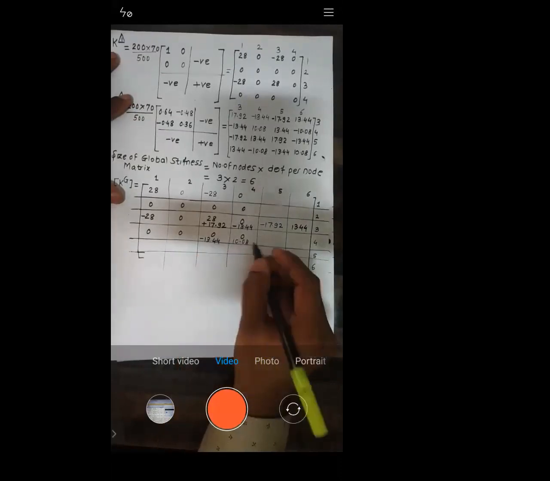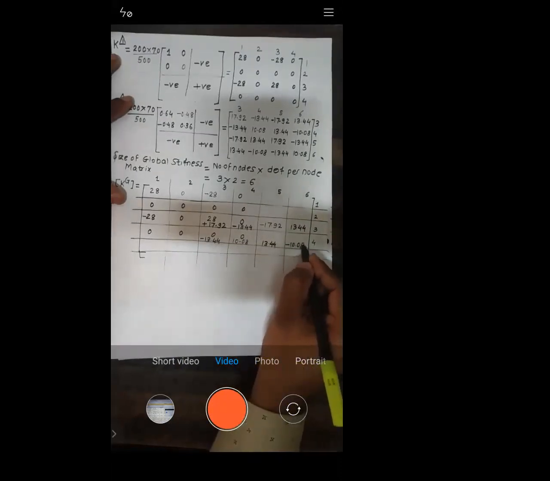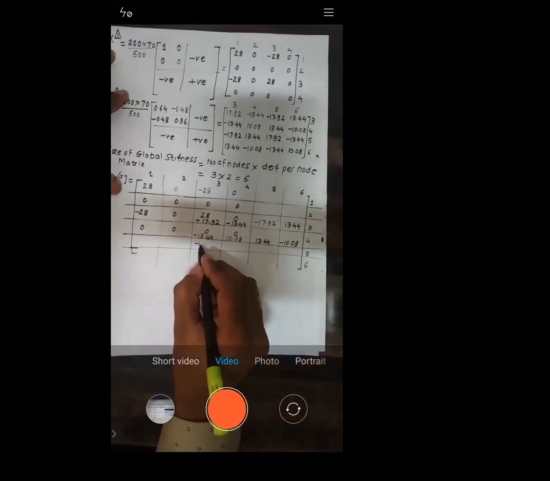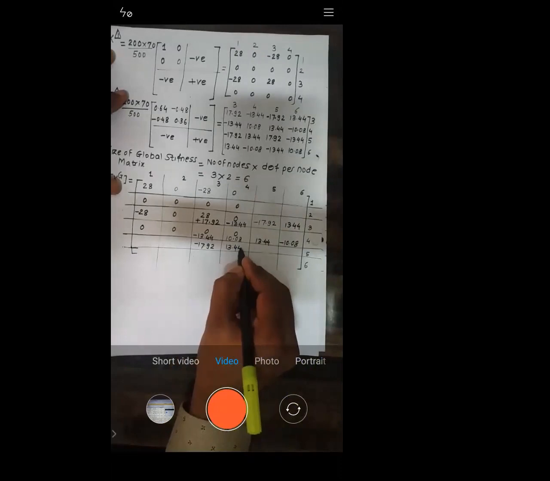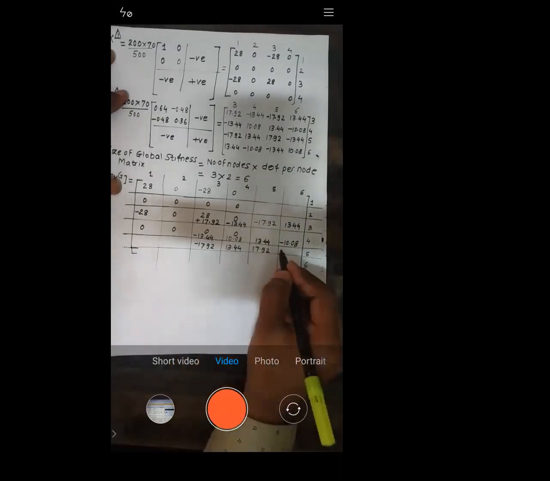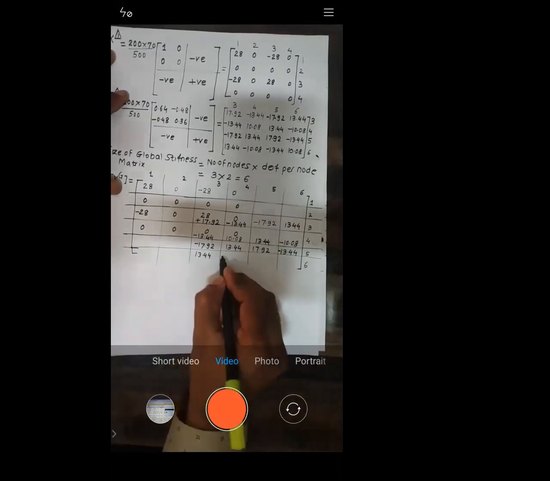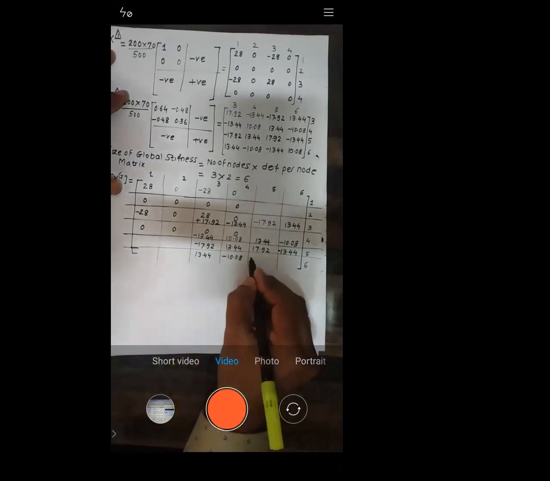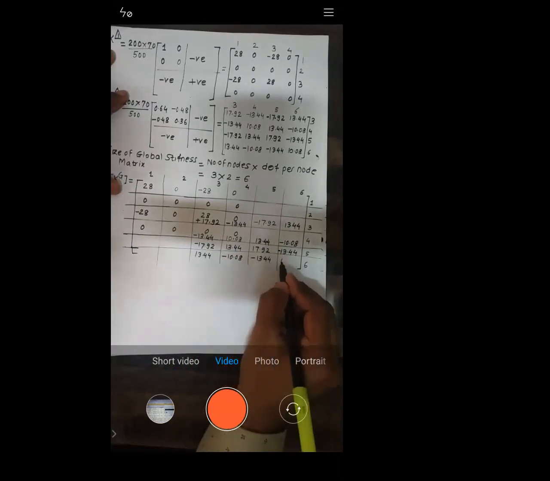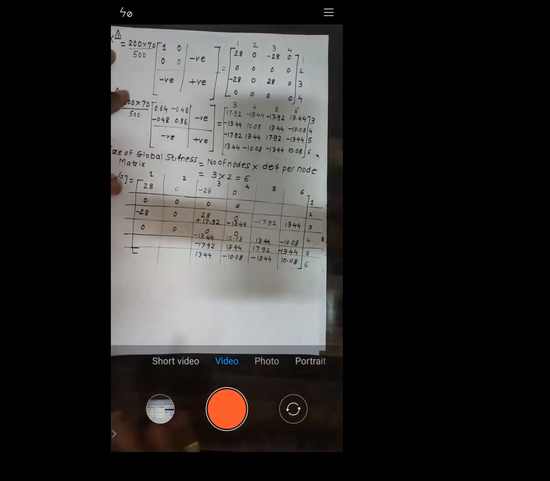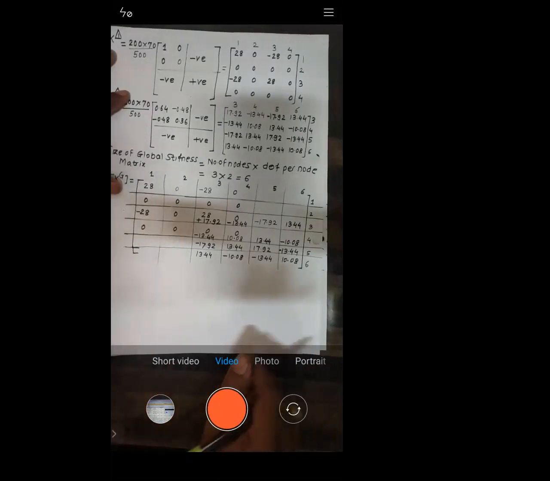10.08. 13.44. Minus 10.08, minus 17.92, 13.44. 17.92 minus 13.44, then 13.44 minus 10.08 minus 13.44 and 10.08. Is it okay? Is it okay or not? Let me know. Is it okay with this one?